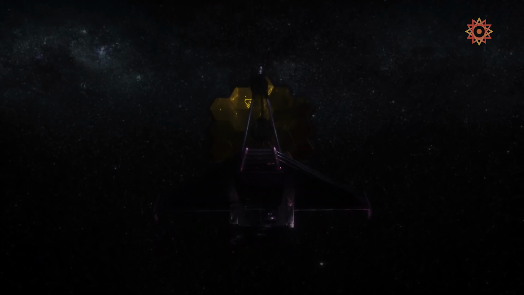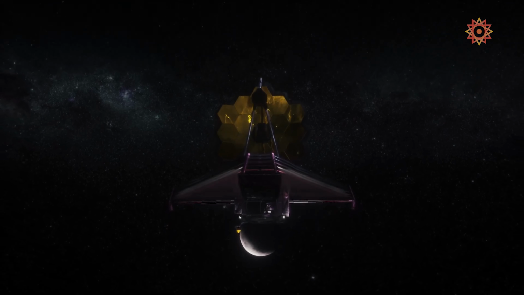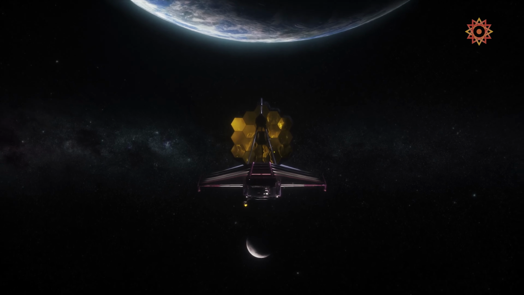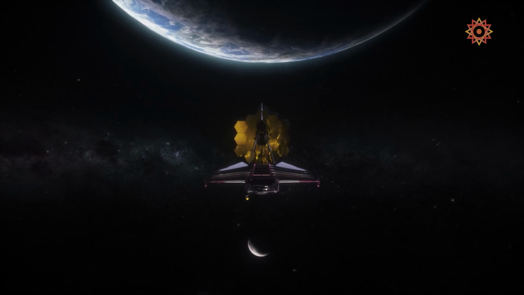The construction and launch of the James Webb Space Telescope is one of the most spectacular illustrations of what the noosphere is capable of creating.